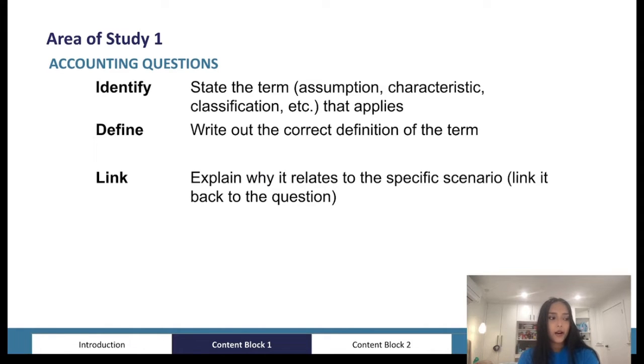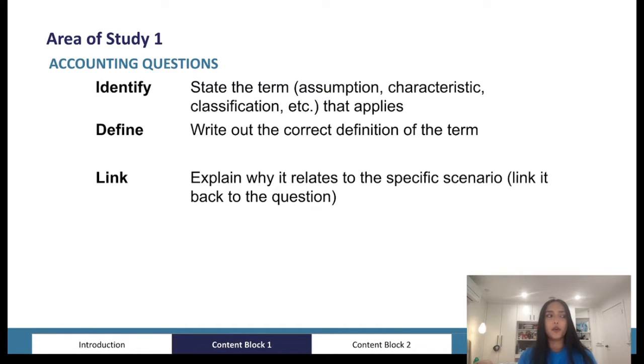So, when it comes to how we should approach theory questions and how we should be writing our theory responses in our SACs and in our exam, there are three goals that we need to be hitting. First of all, if the question is asking us to identify a specific term, so for example, if the question is asking how do we classify cash at bank?